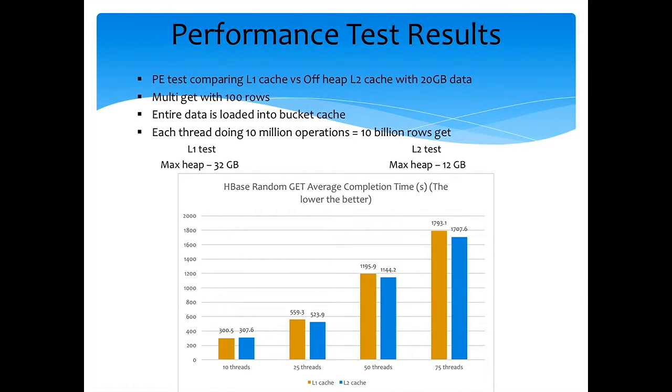So with this, you can clearly see that once the number of threads is increased, we still see this L2 is performing much better, and added to that, you are able to reduce your heap size. Whatever you are doing with 32 GB, you are able to do with 12 GB, and you get more performance. The operations are also 10 million operations. This is multi-get, right? Yeah, this is multi-get.